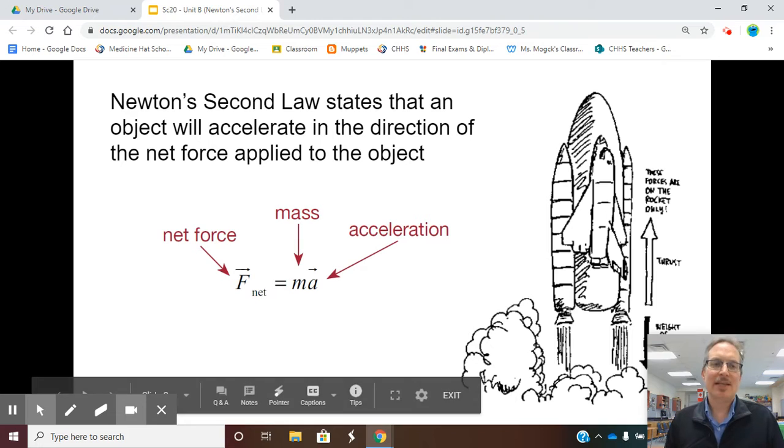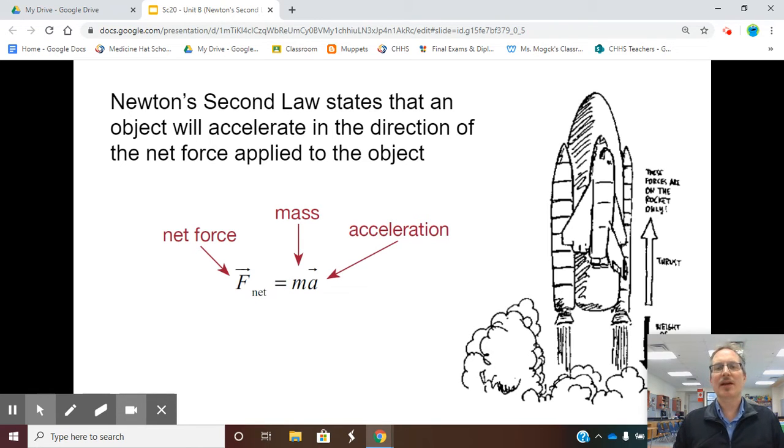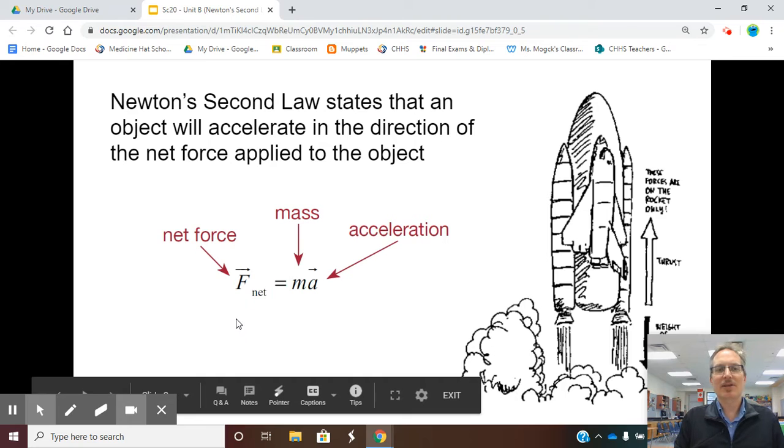Newton's second law states that an object will accelerate in the direction of the net force applied to the object. So again, we're going to be looking at net force. So if that means we have to add together the force applied and the force of friction, we can do that. But that means that we're going to be also looking at mass and acceleration.